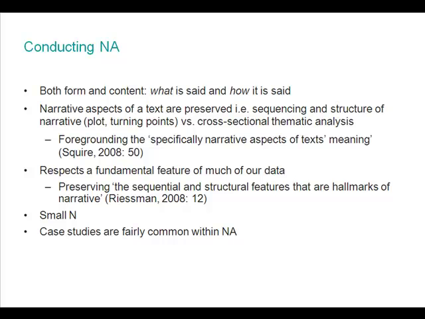Now, in terms of doing narrative analysis, what you could focus on is both form and content. So you could focus both on what is said, so the words that are used, what they might mean, but also how it's said. So the rhetorical devices, for example, that a person might use to make their narrative, for example, more appealing or more convincing. And the examples that I show in a bit will contain both. So both of them are looking at both what is said and how it's said.